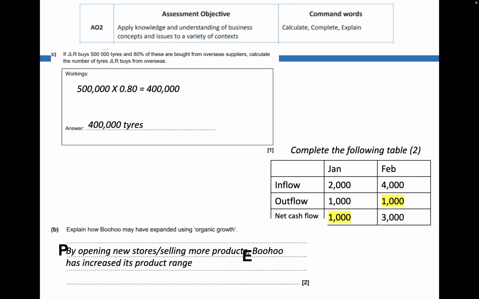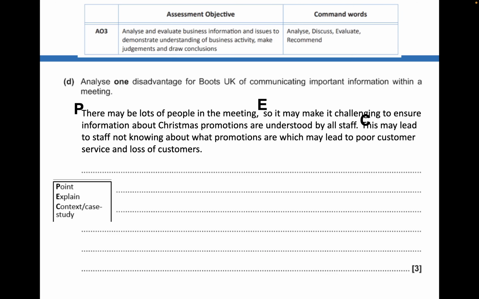But what I would say for your explanation, to make sure you're getting that 2 marks, try and make it specific to the situation, to the context, to the case study, to the business that's being questioned. So in this example here, it's about expansion using organic growth. I've given the point of opening new stores, selling more products, and then Boohoo has increased its product range. That was in the case study, so I pulled that out to support my answer.